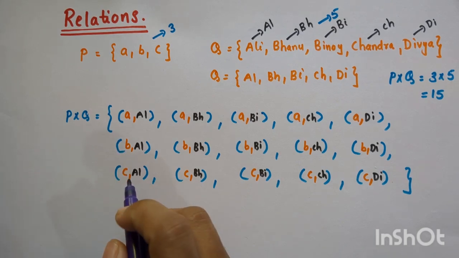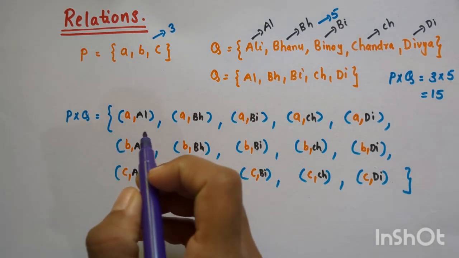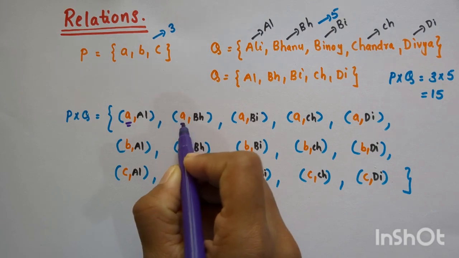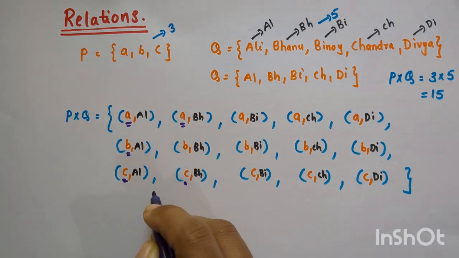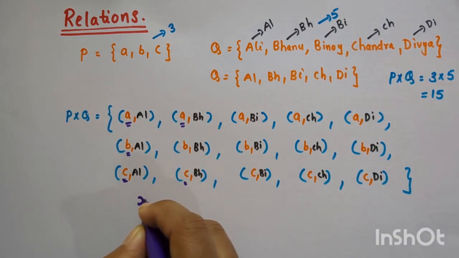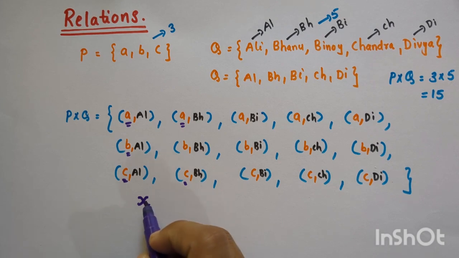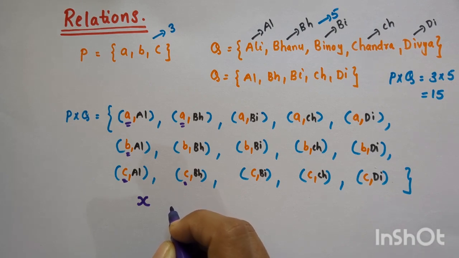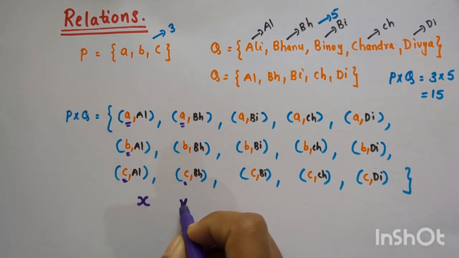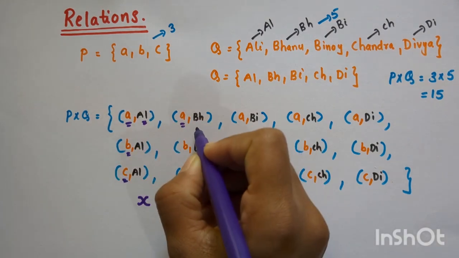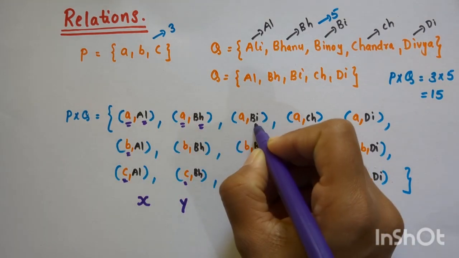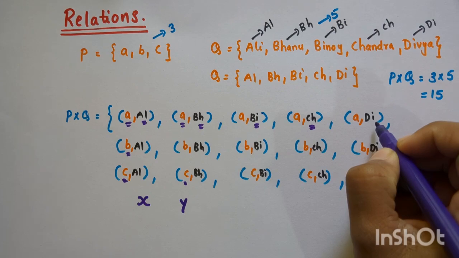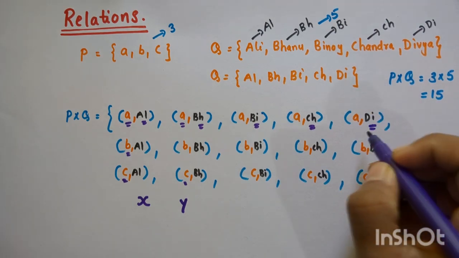Now let us represent the first element of each ordered pair with the letter X. That means X can be A, X can be B, X can be C. And let us represent the second element of each ordered pair with the letter Y. That is, Y can be AL, that is Ali, Y can be Banu, Y can be Binoy, Y can be Chandra, Y can be Divya.